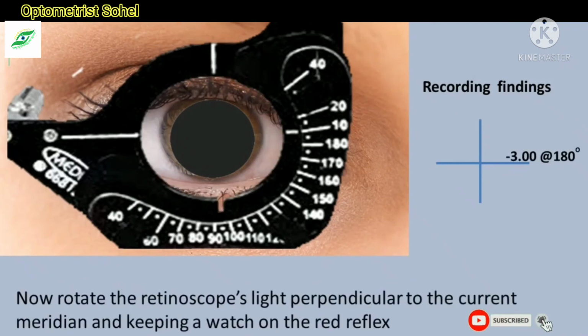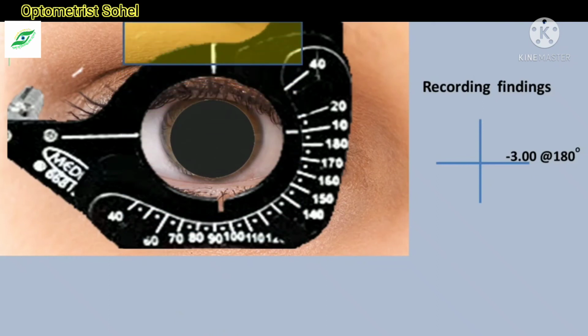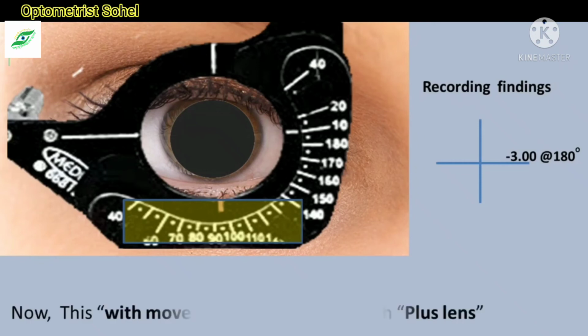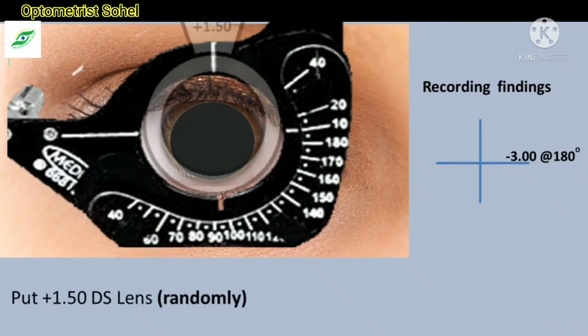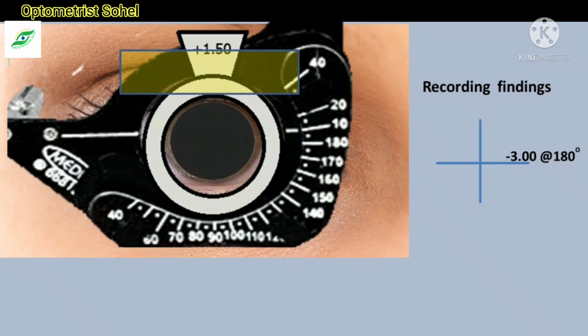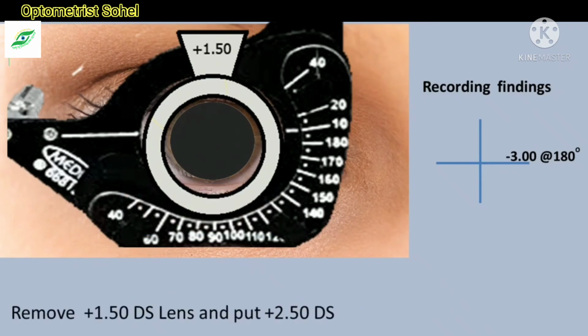Now rotate the retinoscope slit perpendicular to the current meridian, keeping a watch on the red reflex. Here I am getting with movement. Now this with movement is neutralized with a plus lens. Put a +1.5 diopter lens. Still with movement, the width of the red reflex is more. Remove the +1.5 diopter lens and put +2.5.